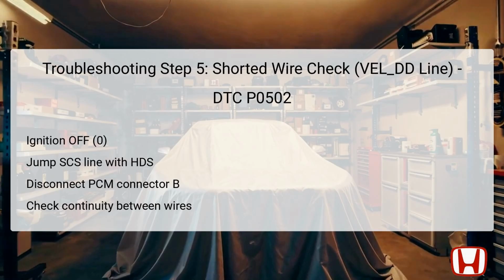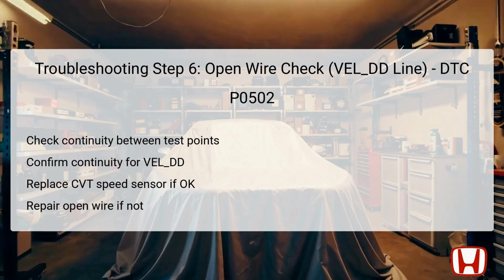the next procedural step. The final troubleshooting step includes checking for an open wire condition in the VEDD line. Ensure the ignition switch is in lock or off mode, keeping the electrical system powered down during the check. Measure continuity between the corresponding test points. The CVT Speed Sensor 3P connector number 3, red mode, and the PCM connector B, number 8, also red mode.